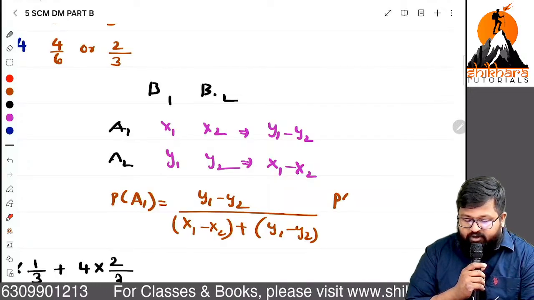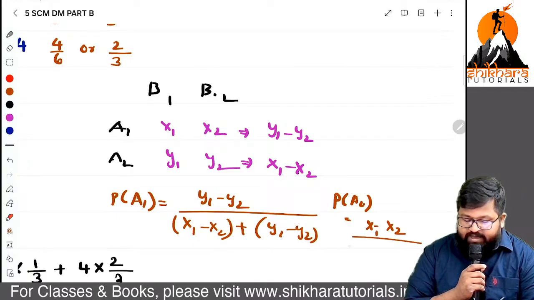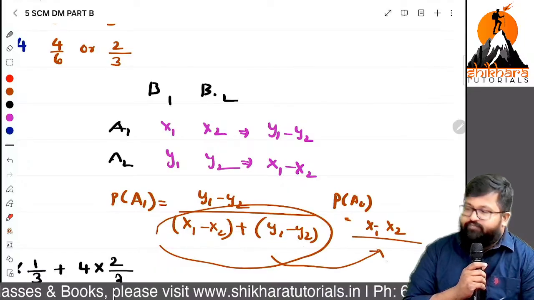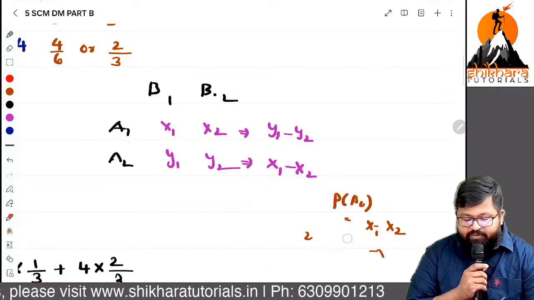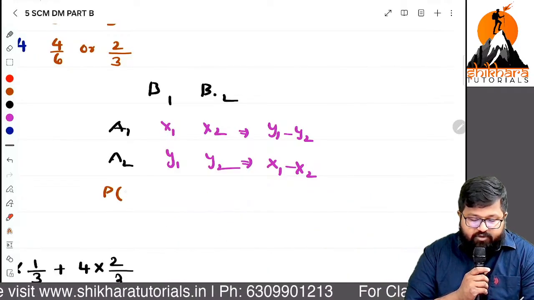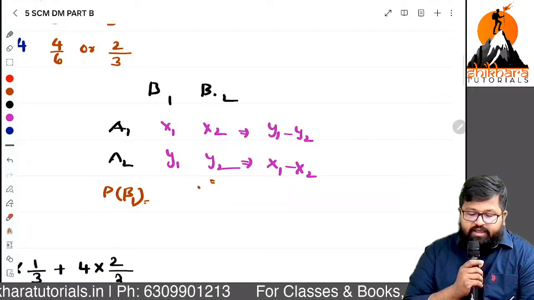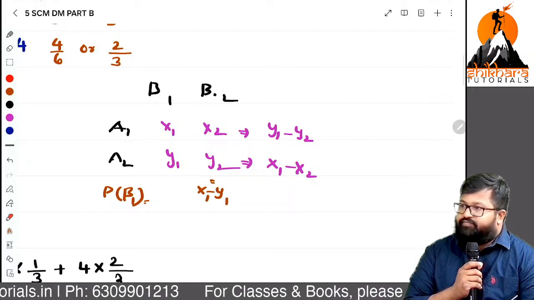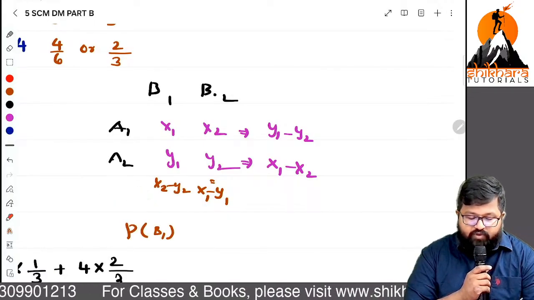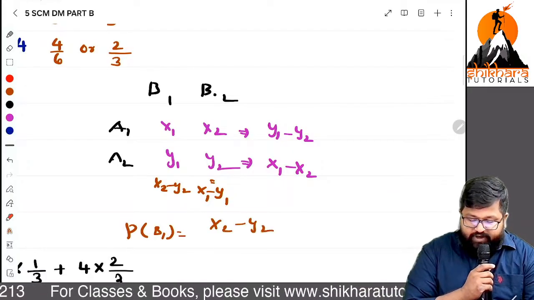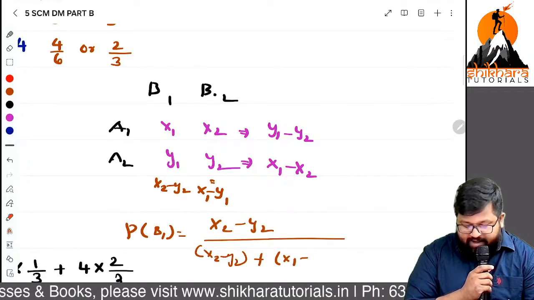And similarly, how to write P of A2? P of A2 is X1 minus X2 by the same denominator. This value will be there itself. Clear? If that part is done, can you tell the probabilities for the column parts? That is P of B1. P of B1, how much? First, what is the value here? X1 minus Y1. And here X2 minus Y2. Now can you tell the probability of P of B1? X2 minus Y2 by X2 minus Y2 plus X1 minus Y1.